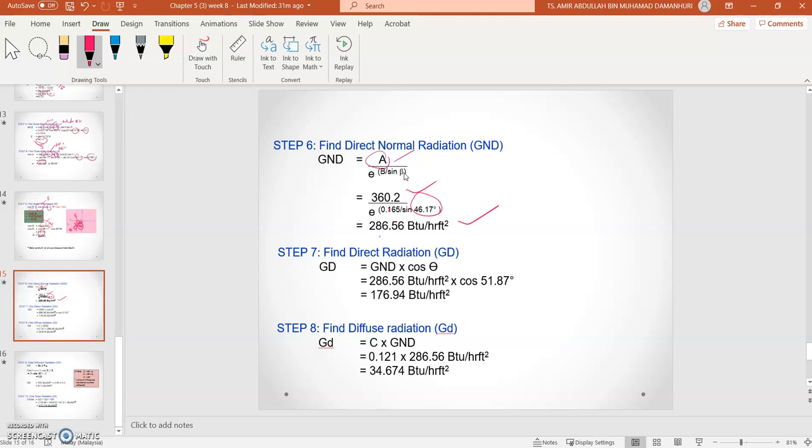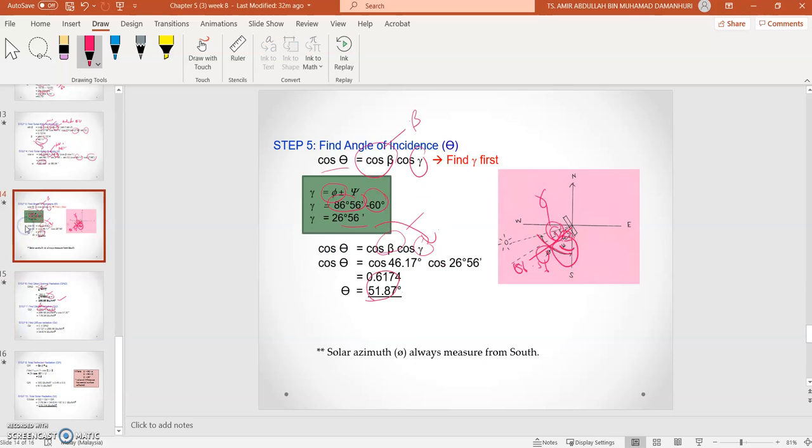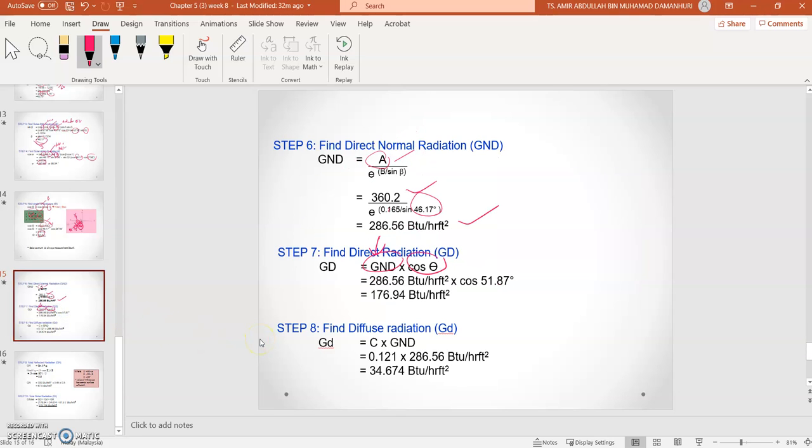Right, the next one is to find the GD. GND value put here, and then the cos theta is from here, the angle of incidence, 51.87 degrees. Right, so you find the direct radiation.